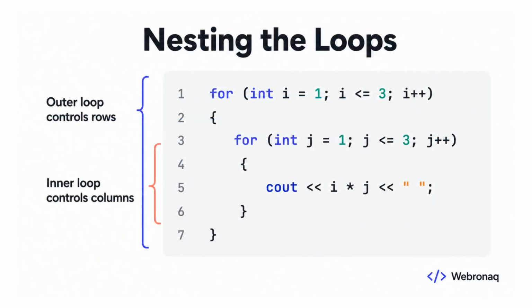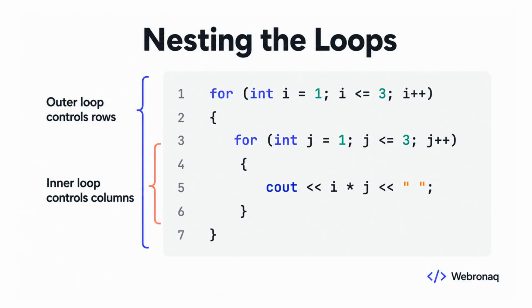Now let me show you what nesting actually looks like. We have an outer loop. i goes from 1 to 3. Inside its curly braces, before anything else can happen, lives a complete second loop. j also goes from 1 to 3. The rule is simple. The inner loop must run all the way through before the outer loop takes a single step forward. So when i equals 1, j runs 1, 2, then 3, printing 1, 2, and 3.